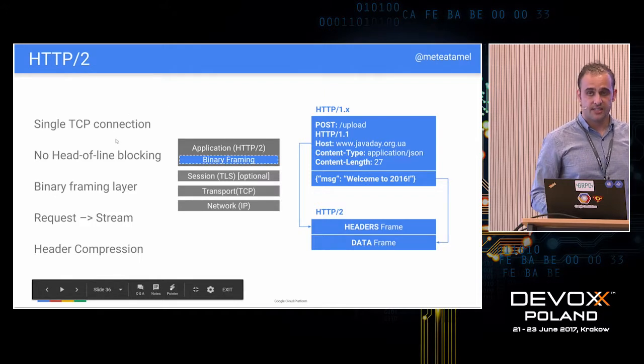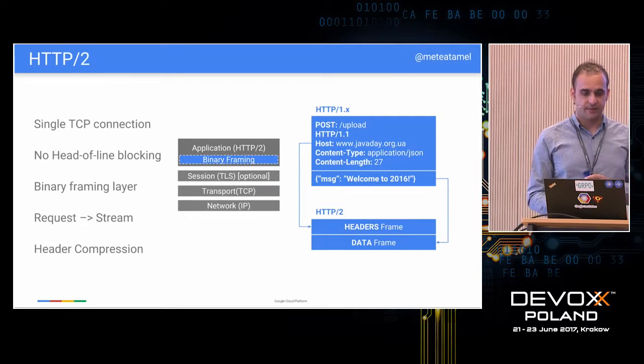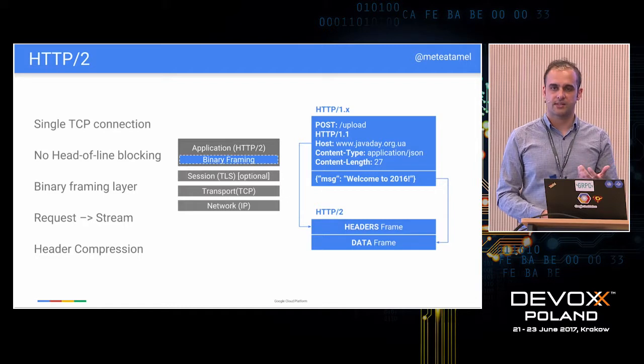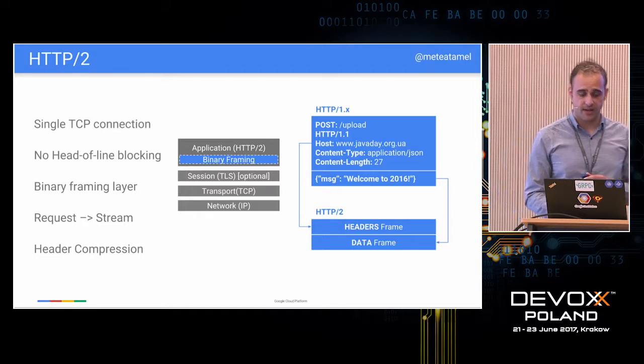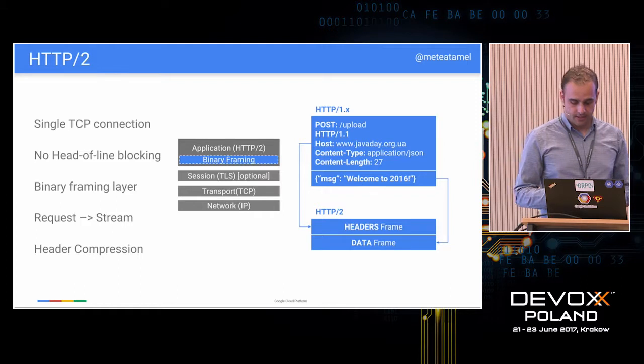You have a single TCP connection, which is huge. So instead of creating connections and getting rid of connections all the time, you can have a single connection. There's no head-of-line blocking. There's no notion of requests anymore. There's the notion of streams, and we'll take a look at that. And the headers are compressed. So the headers are not only binary, but they're also compressed, so it's much more efficient than HTTP 1.